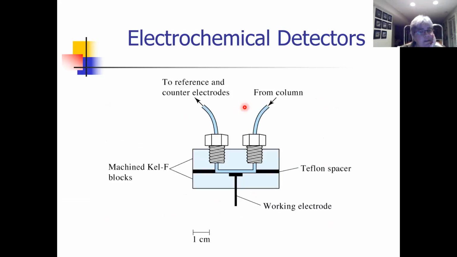Okay, so the cell would look like this. Again, here comes my stuff from a column. My working electrode is here, so I apply a potential. So my stuff from the column comes, it gets oxidized or reduced. The reference electrode and counter electrode are downstream, but then we measure that current, we get a signal. And again, this will not respond to your solvent, but will to your analyte. So this is a solute property.